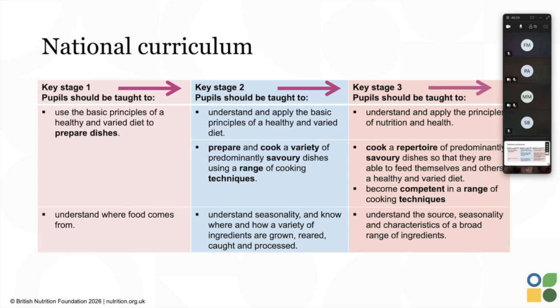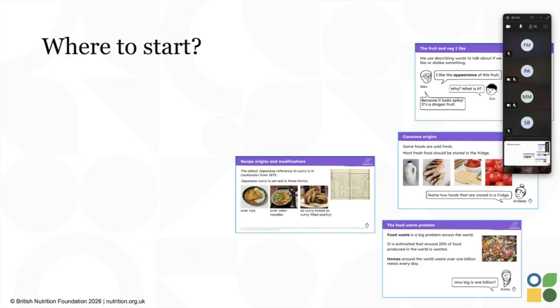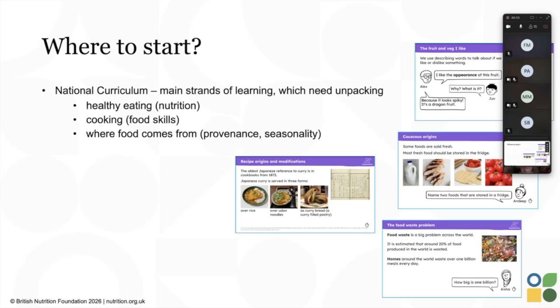go through. And what we've tried to do in Oak is to do some of the heavy lifting for you, to do some of that thinking, to help you plan your own curriculum, hopefully with a modern spin too. So where do we start? We've got the national curriculum as it stands at the moment, and we've got those main strands of learning.